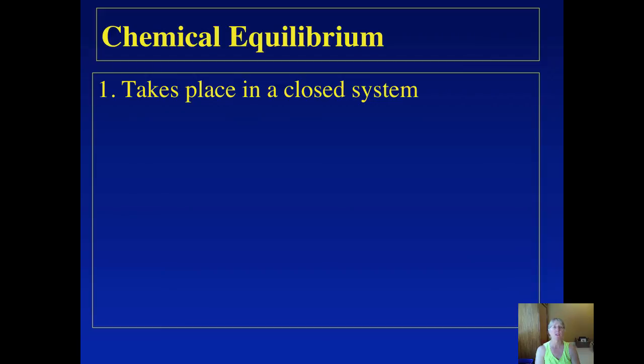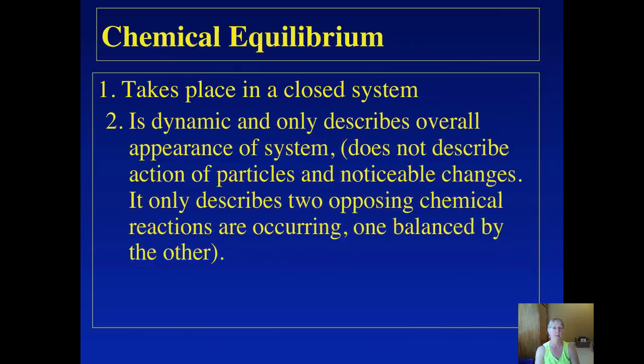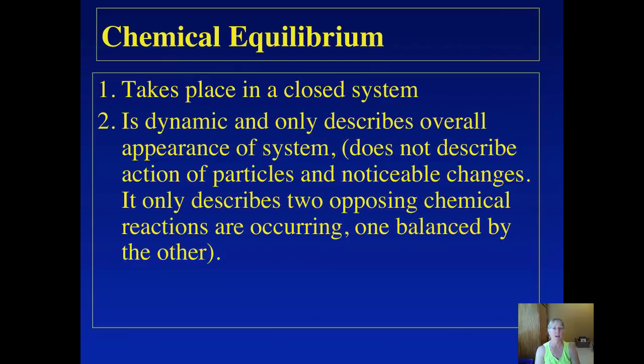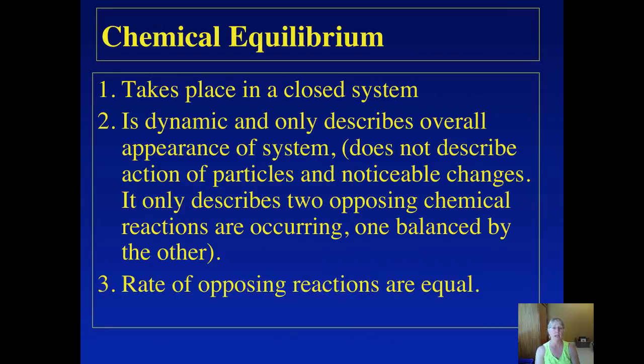So here are the requirements for chemical equilibrium. It has to take place in a closed system. So you noticed in that previous slide those tubes were sealed. Things can't escape and things can't enter. It's dynamic, they never stop reacting, and it only describes what appears to be in the system. It just is describing the fact that there are these two opposing chemical reactions, one being balanced by the other, and it just seems like nothing's happening, but it is. So with that, I will stop on this very short podcast, and we will look next at Le Chatelier's principle.